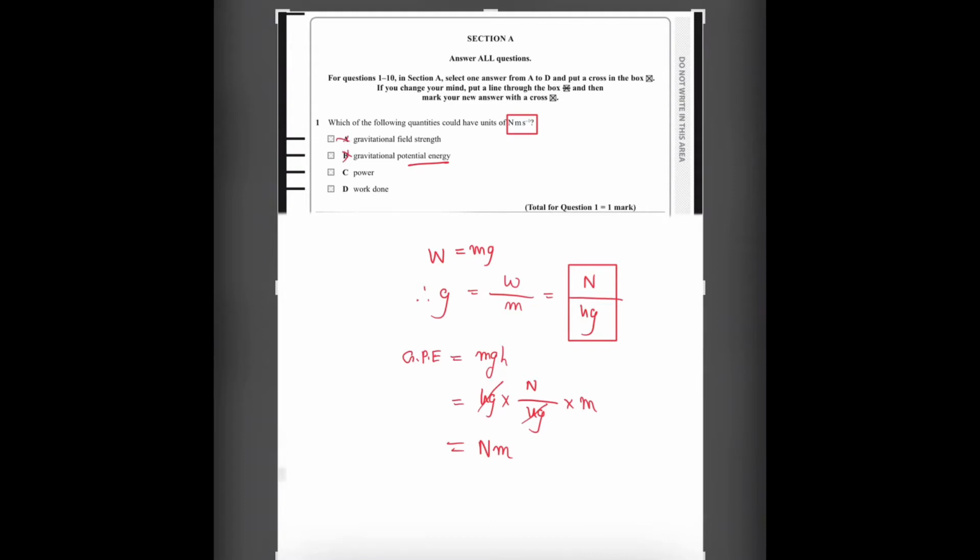Let's see C. Power. Power is energy by time. Energy is actually this; the GPE is a form of energy. So energy is Newton meter, divided by time in seconds, so Newton meter per second. So C is correct. C is the answer for number 1. And part D, work done is also a type of energy, so the unit for work done is Newton meter, same as the GPE. So the answer to this question is C.